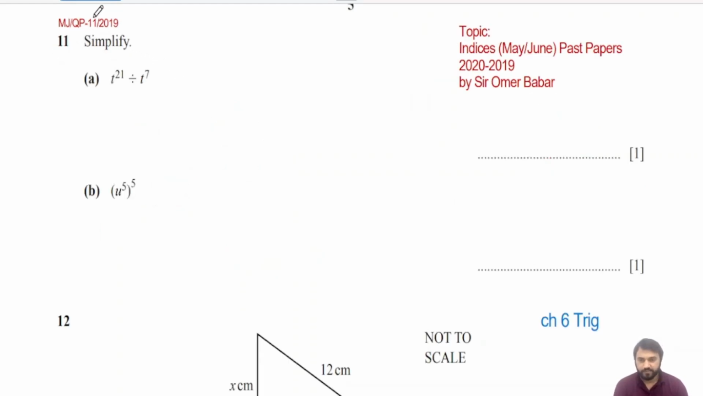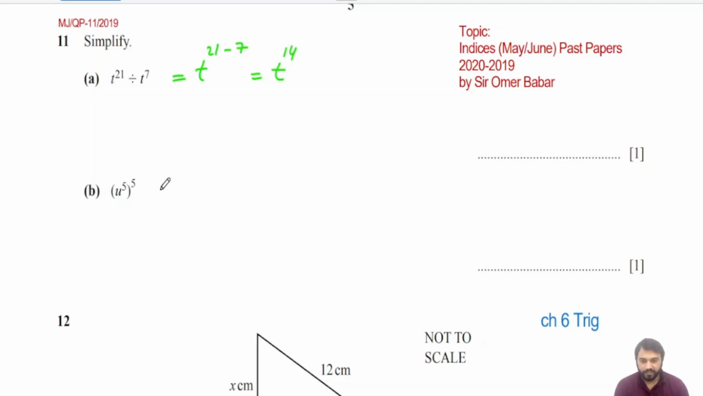Now question 11 that appeared in 2019, question paper was 1 and the variant was 1. Question says simplify t raised to power 21 divided by t raised to power 7. Again, this is a simple question. You just write the base 1 time and subtract the powers. 21 minus 7, that is equal to 14. So t raised to power 14.